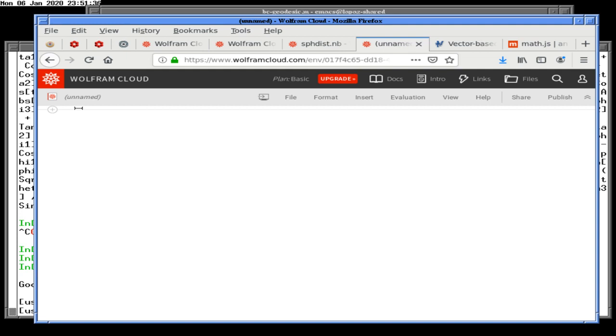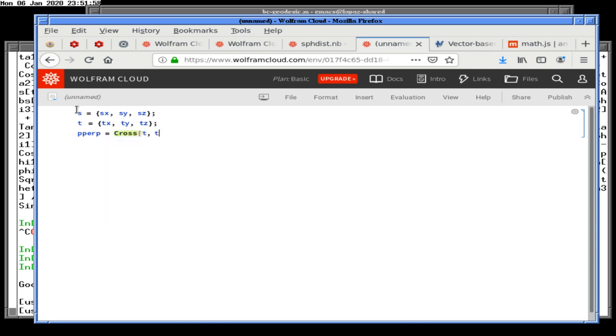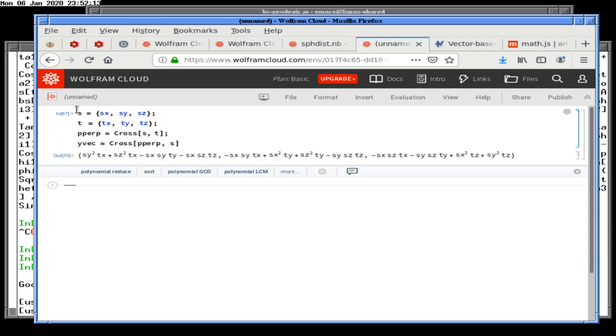Okay, so what we want to do here is, this starts out so beautifully. S equals SY, T equals this. Plane perpendicular vector, the P perp, is equal to cross ST. The Y vector is going to equal the cross of P perp and S. Okay, let's make sure we get all that down. It's not bad. Okay, I'm okay with that.